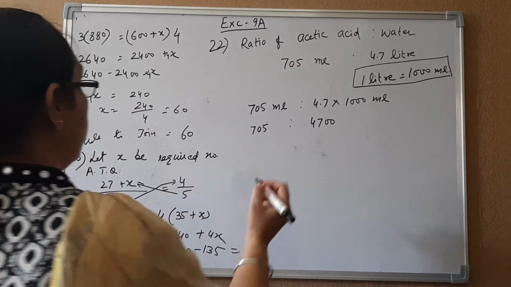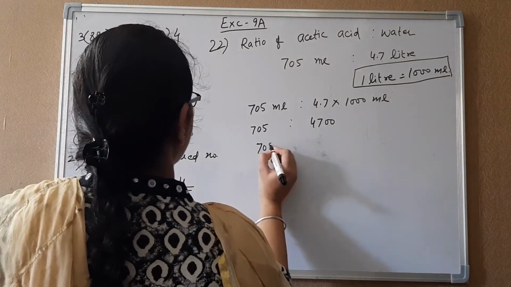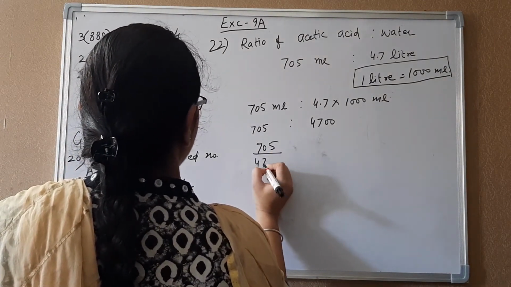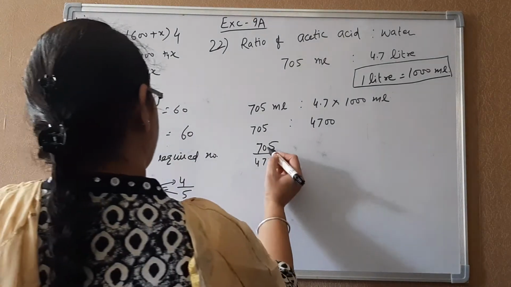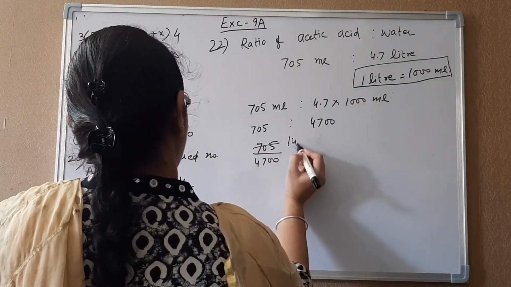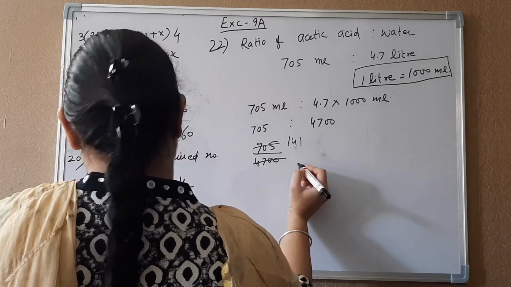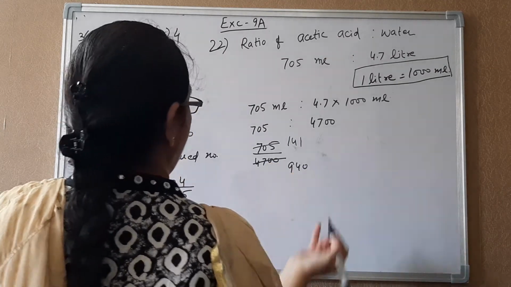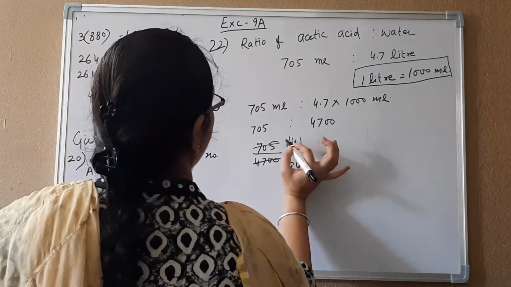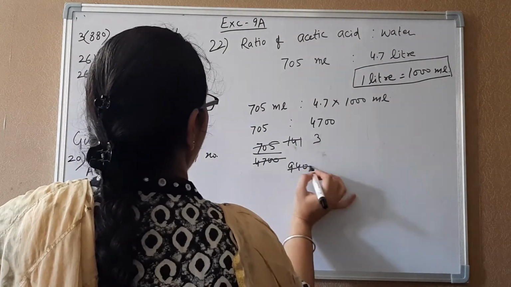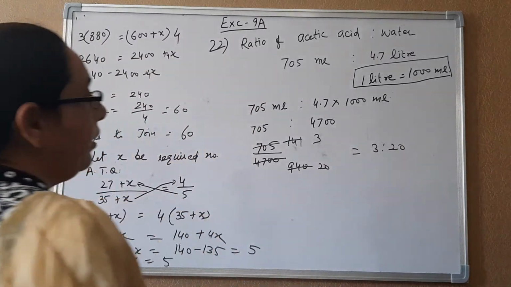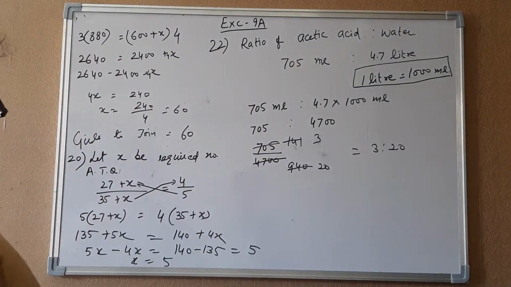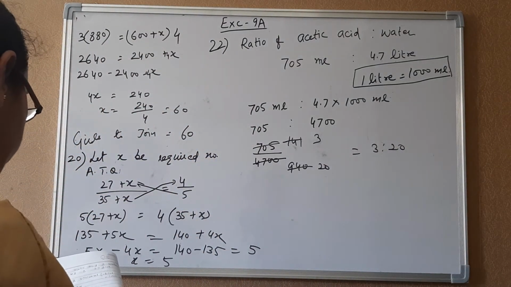So now 705, let's cut these to the simplest form. 4700. If we cut this by 5, this will be 141. If we cut this also by 5, we get 940. I think it goes only by 47, 3 and 20. So ratio is 3 ratio 20. This is the answer. Now question number 25.